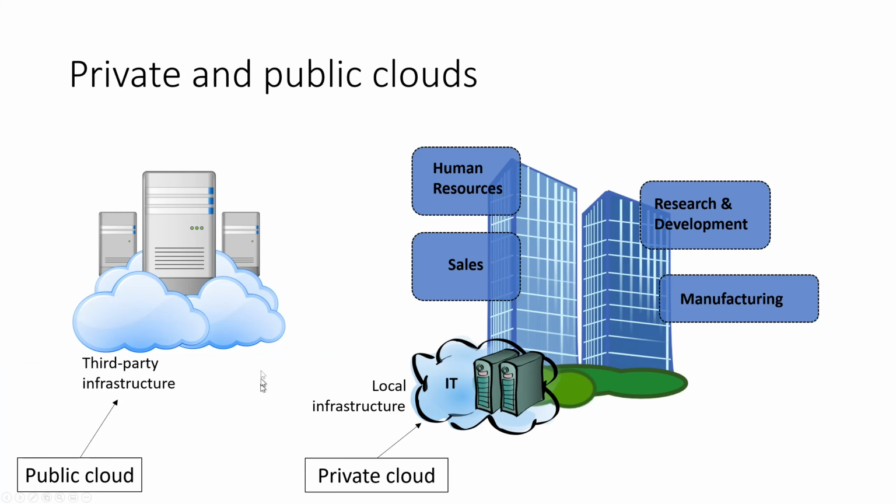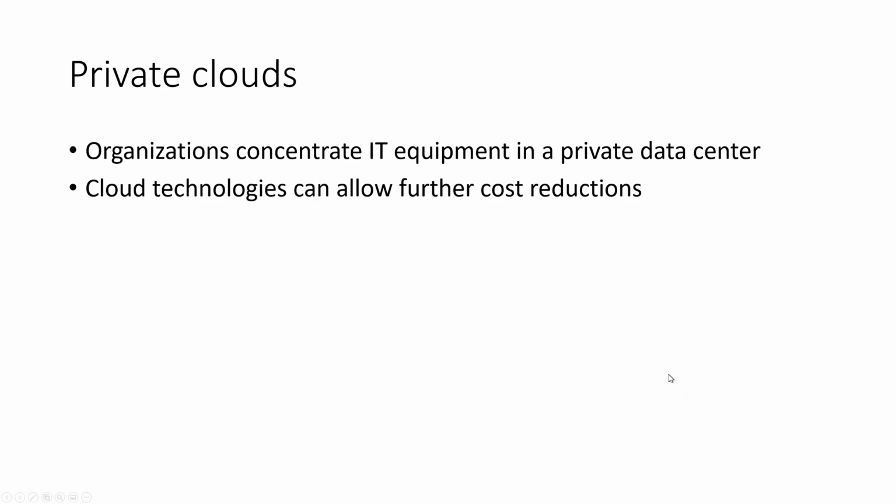So we've seen that there are public clouds operated by third parties and that there are private clouds, which usually arise when a company aggregates its computing capacity at a single IT department. So this concentration of IT equipment in a private data center or private cloud reduces operational and capital expenses, like we've seen before. But companies can also use cloud technologies to get further cost reductions.